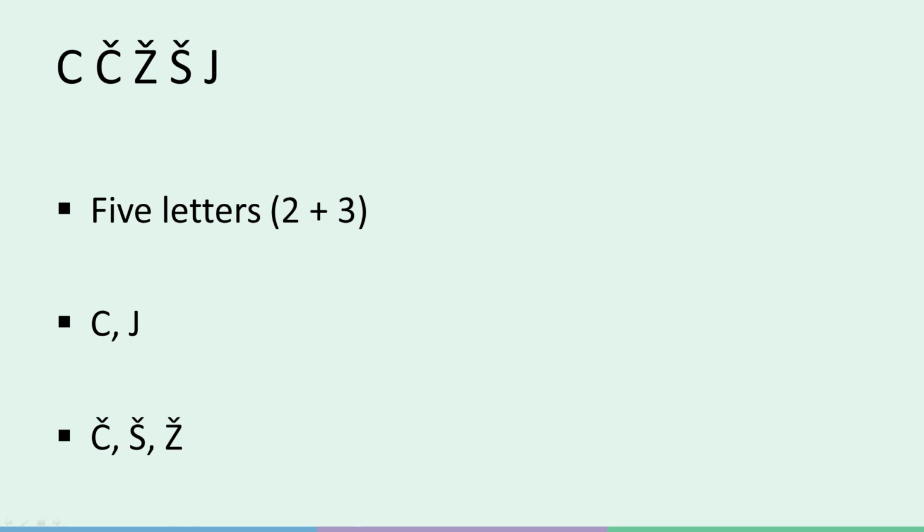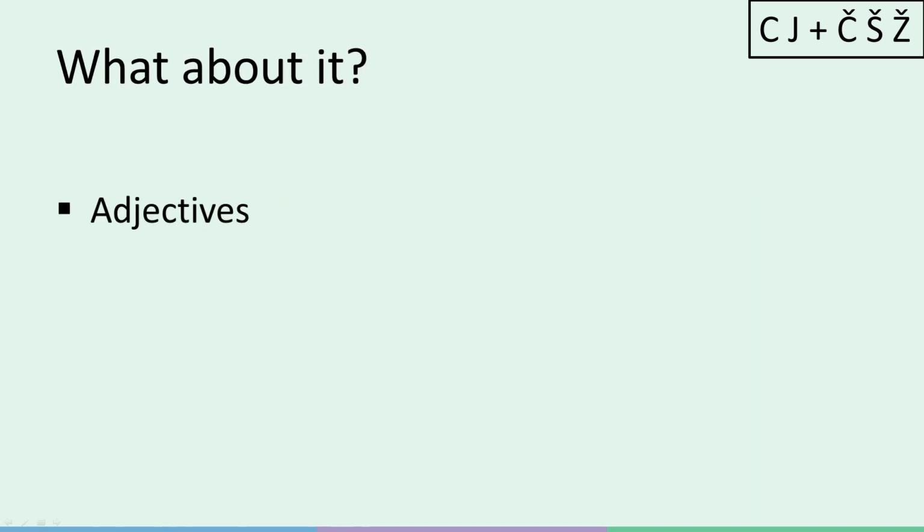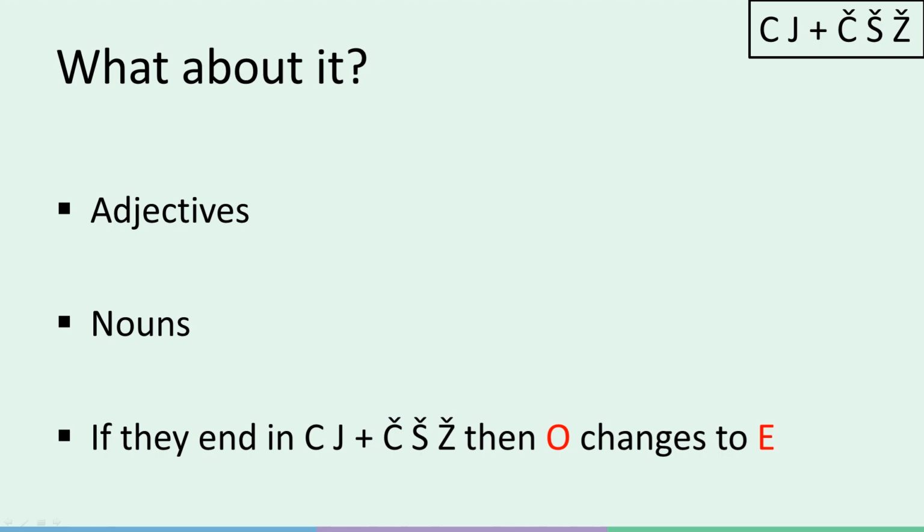So usually in textbooks, you'll see the letters listed in the order of c, ch, ž, sh, y, but we'll always refer to them as CJ plus ch, sh, ž. Starting now, you'll always find them in the top right corner of this lesson just to make it easier to follow along. Okay, so what's the rule all about? Well, the rule has to do with adjectives, and it has to do with nouns, and it goes like this. If an adjective or noun ends in CJ or ch, sh, ž, then O changes to E. We'll have a look at what we mean by O changing to E and when that's the case shortly.